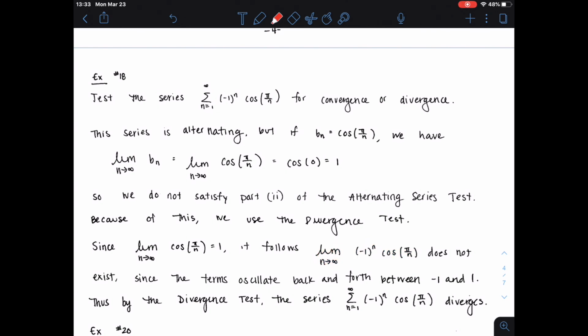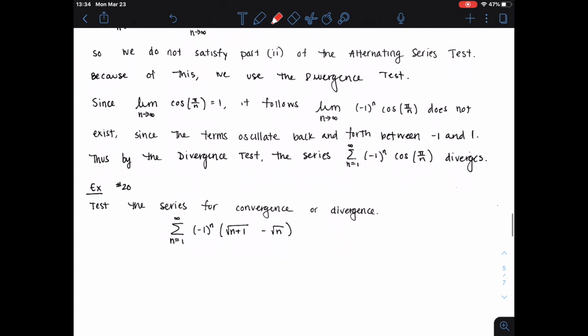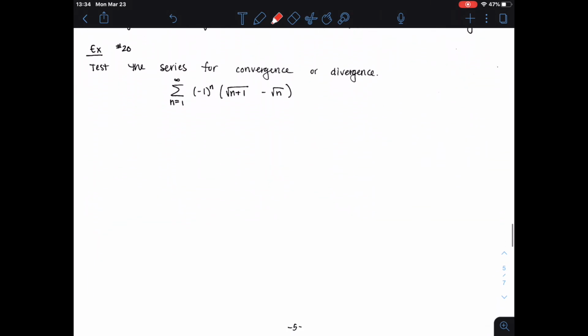So you can go ahead and try to apply the alternating series test as soon as you see the -1 to the n. But remember, first thing you should do, test for divergence. And this cosine of pi over n gives us a bit of a problem. Okay? So that's pretty much all there is to this test. It's just showing those 2 criteria.